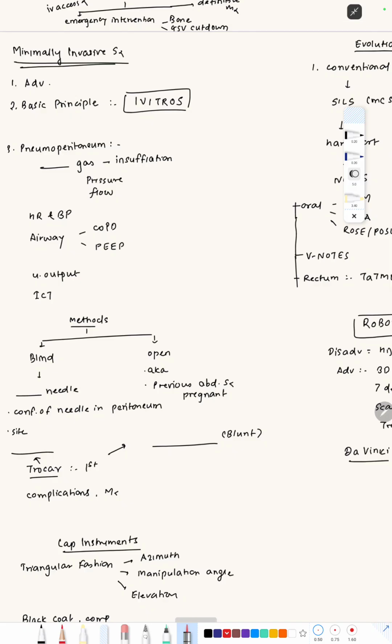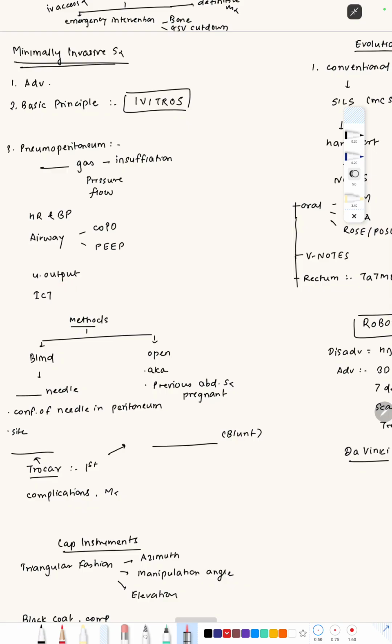Now, effects of creating a pneumoperitoneum. What will happen to the heart rate and the BP? Initially, there will be a sinus bradycardia, which is the most common type of arrhythmia that will happen. Then there will be hypotension, and because of hypotension, there is a reflex tachycardia. Talking about the airway, there will be increased airway resistance because of increased intrathoracic pressure, so COPD patients should be specially considered for this. The anesthetist increases the positive end expiratory pressure. What will happen to the urine output? Obviously, it will decrease because of the pressure on the renal vessels, and intracranial tension will rise.